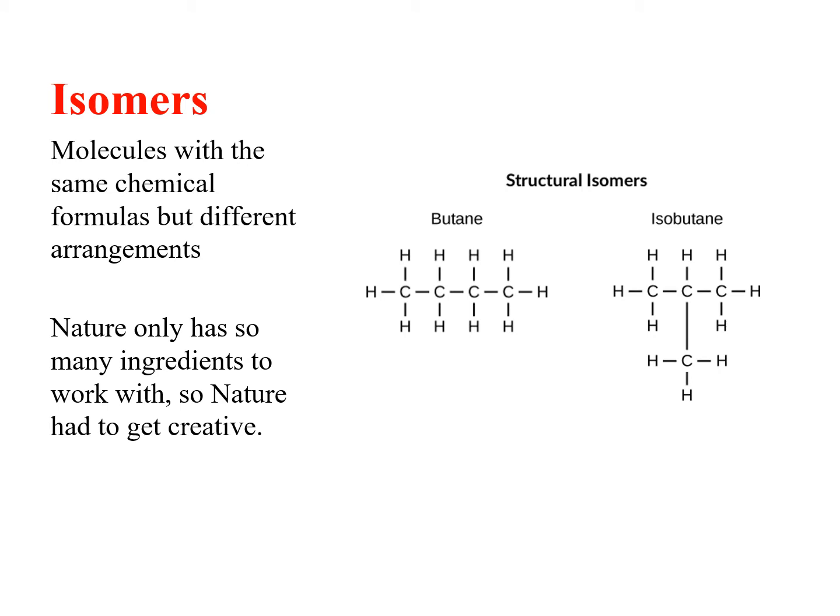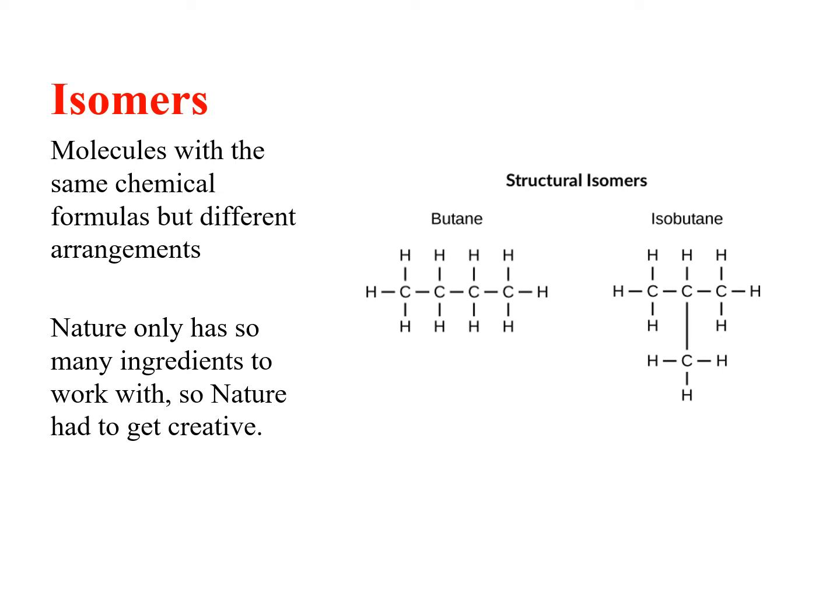We're also going to talk about these things called isomers. Isomers are molecules with the same chemical formula, but different arrangements. So for example, I have here butane and I have here isobutane. Well, if you'll notice, they both have 4 carbons and they both have 10 hydrogens. So they have the same chemical formula, C4H10.